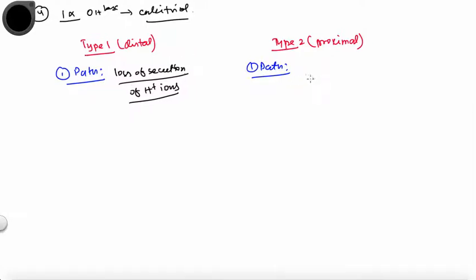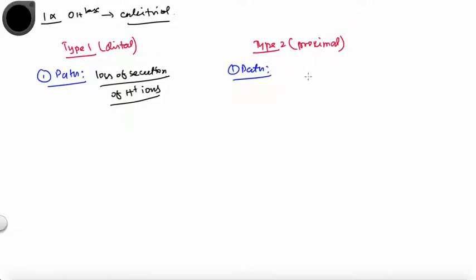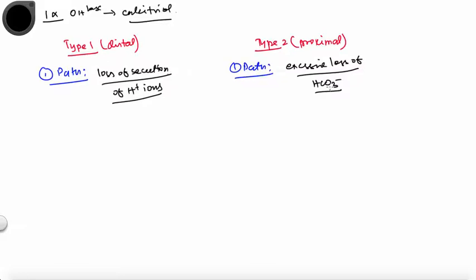The basic pathophysiology behind type 2 or proximal RTA is nothing but excessive loss of bicarbonate in the urine. As you all know, the proximal tubule is the one that reclaims almost all of the bicarbonate coming from the glomerular filtrate. So excessive loss of bicarbonate, a pure loss of bicarbonate, is going to give rise to metabolic acidosis.